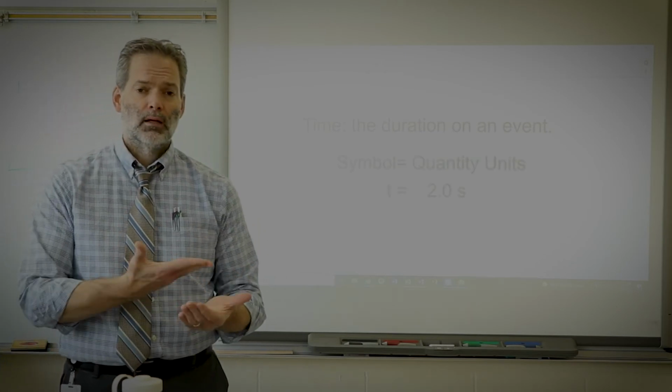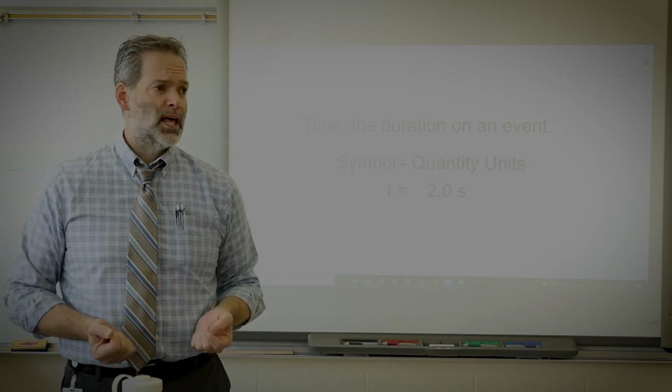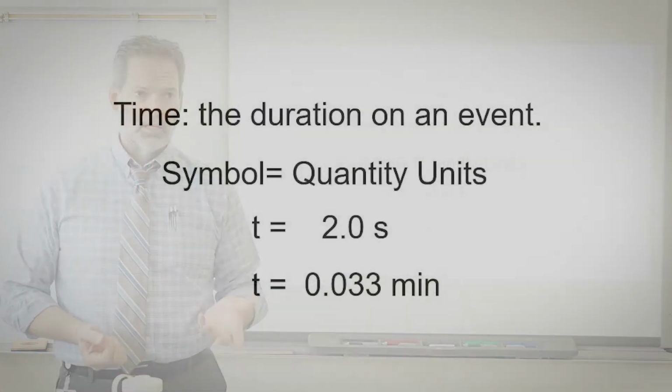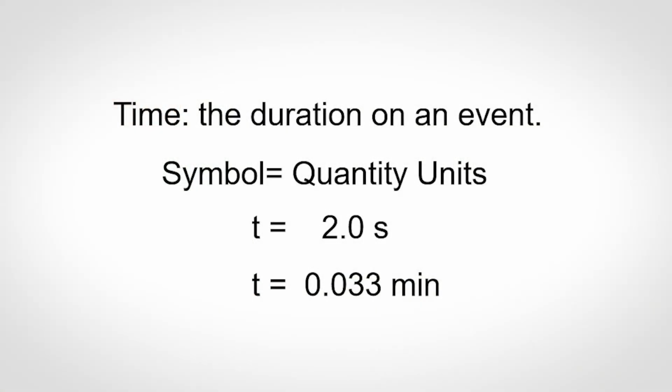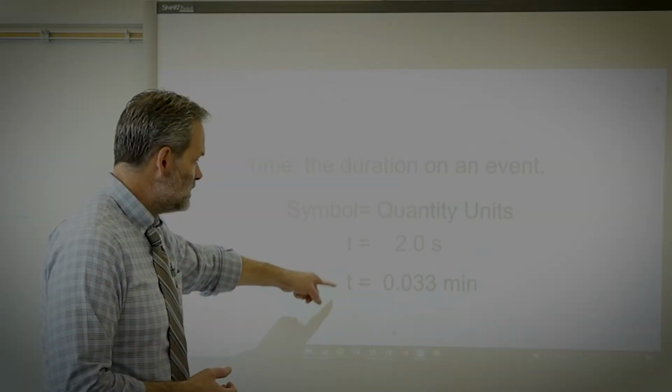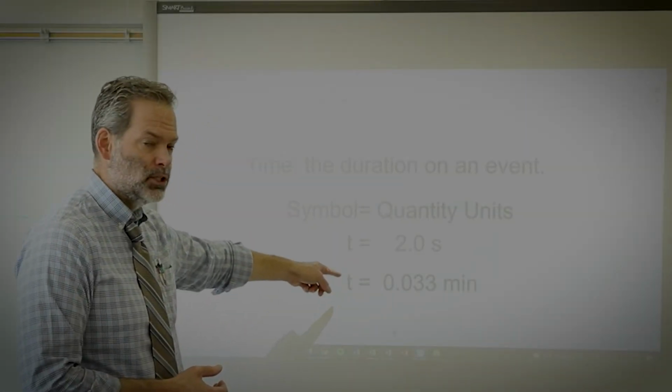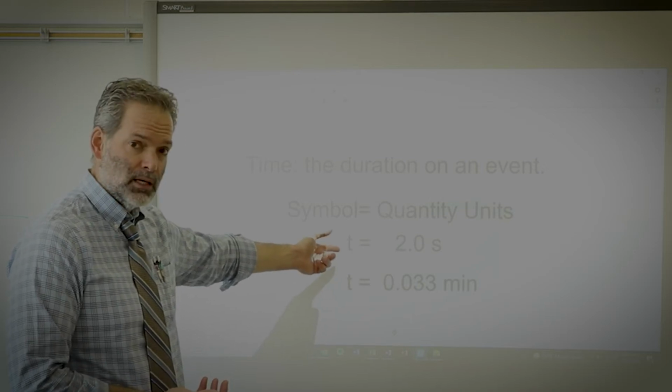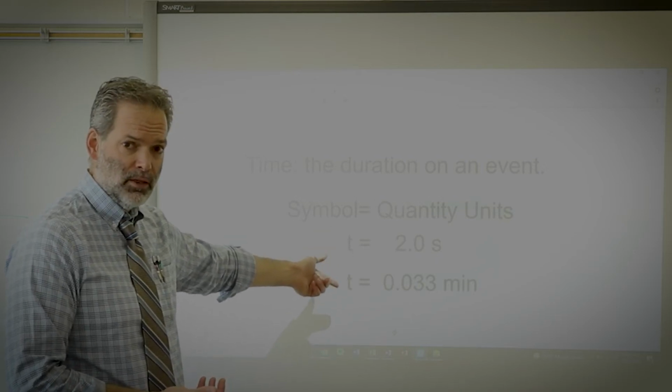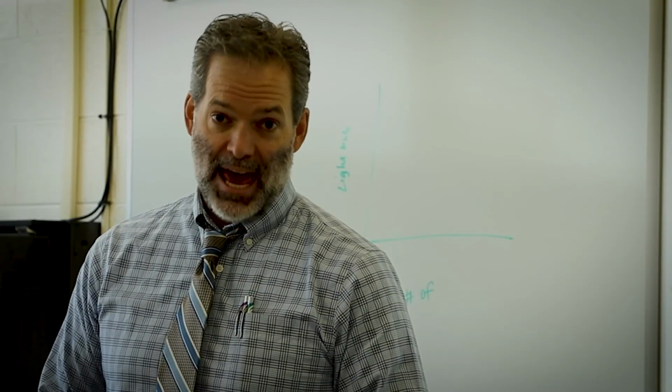Symbol, quantity, units. But somebody else might say, well, I want to measure that in minutes. All right, well, 2 seconds would be 2/60ths of a minute, or 0.033 minutes. Both of these are telling me the exact same piece of information. They're telling me 2 seconds. They're telling me 0.033 minutes. It's the same thing.